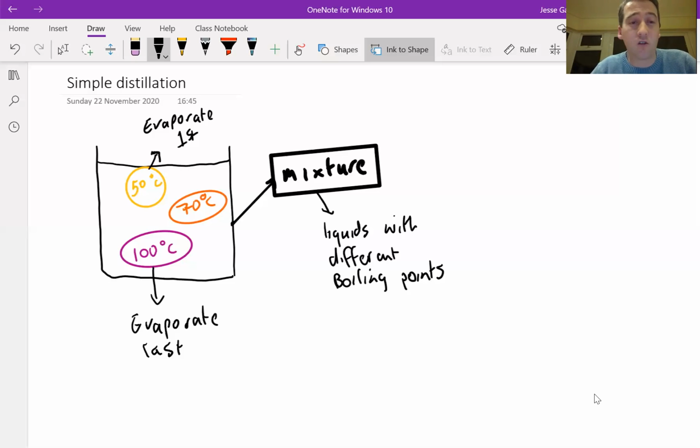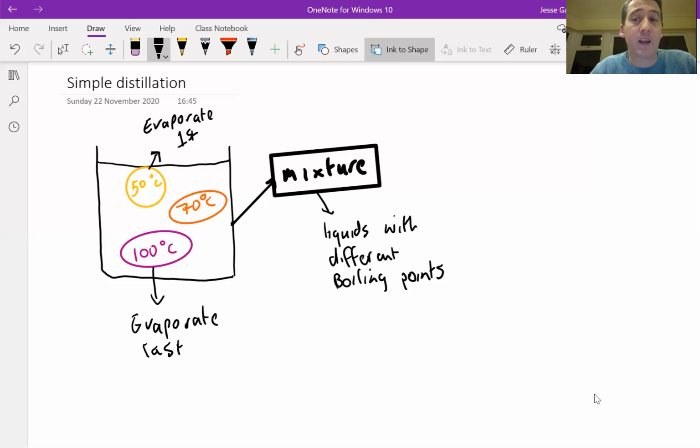Also no good for this mixture of 3 liquids. They're all liquids. There's nothing solid. There are no big particles to get stuck in the filter paper. So it's not going to work for 3 liquids because they are all mixed together. They all dissolved in each other. So it's not going to work for that.